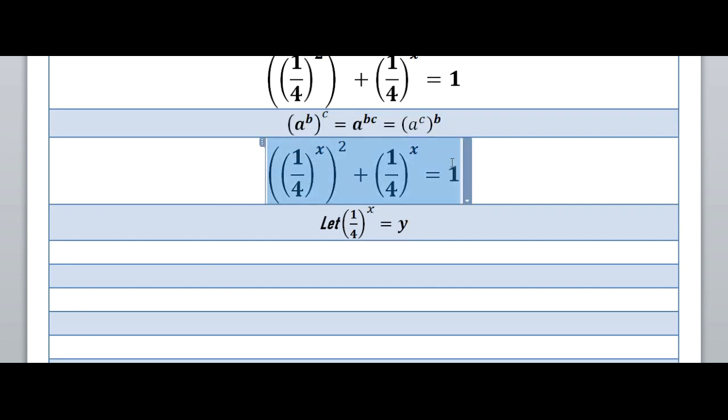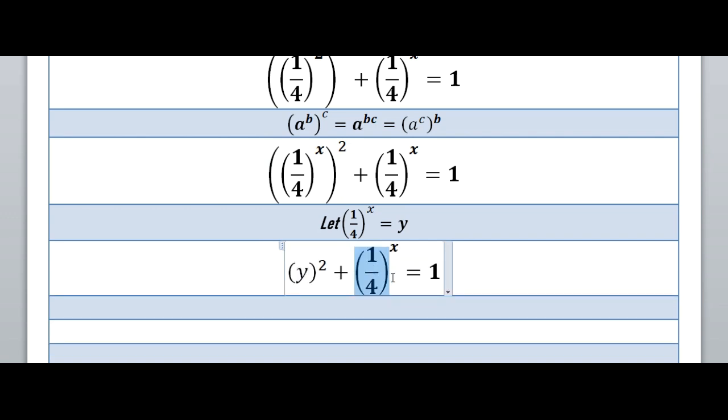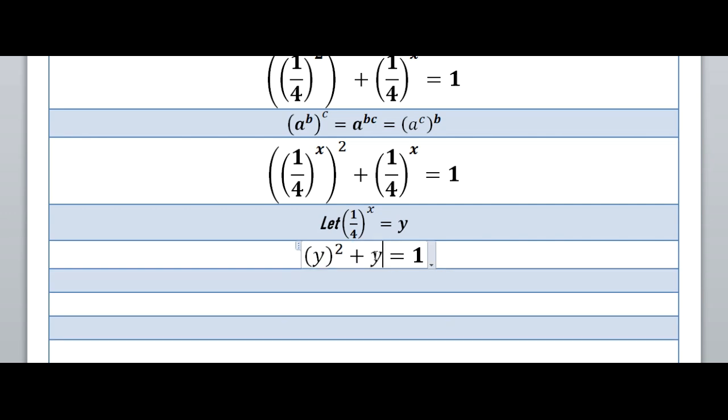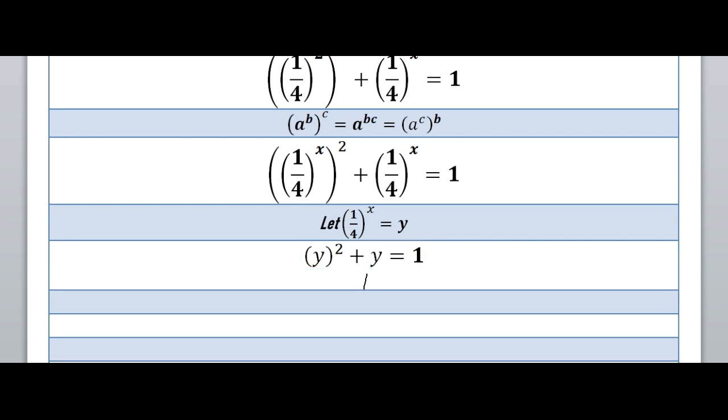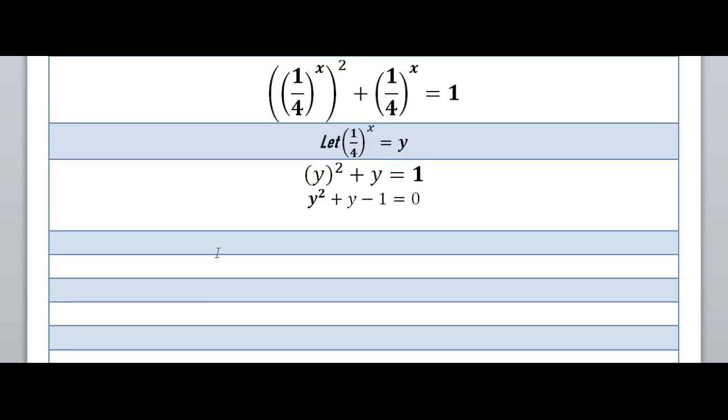So this is our equation here. In the next line, anywhere you see 1 over 4 raised to power x, the whole of that we let be y. So what do you see? We have y squared plus y equals 1. That is a quadratic equation, which can be expressed in the standard form of a quadratic equation: y squared plus y minus 1 equals 0. Now that the quadratic equation is in this form, we can solve it using the quadratic formula.